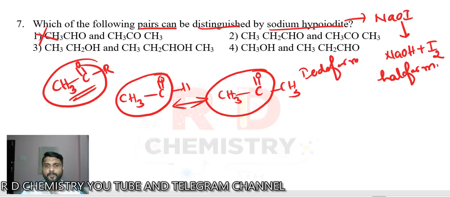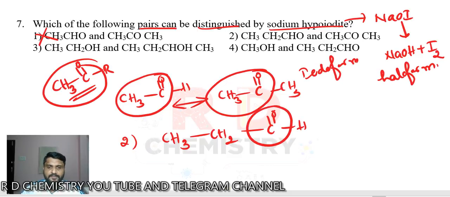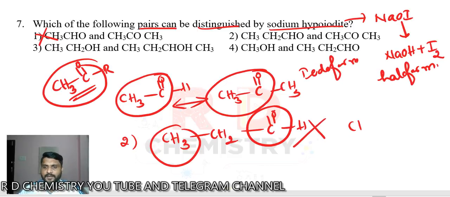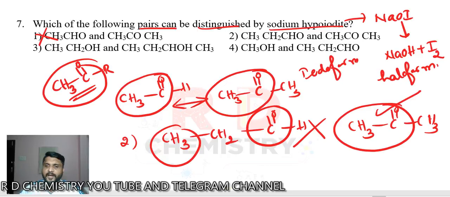So we'll go for the second option. In the second option, we see CH3, CH2, and then C double bond O, H. The CO group is there and CH3 is far away from it, not directly attached. So this will not react. It's a pair. Next one, CH3CO and CH3. CH3CO together. So this can answer the iodoform reaction. So one does not react, the other one does react. So you can distinguish, right? So the answer is option number 2. Clear? Right?